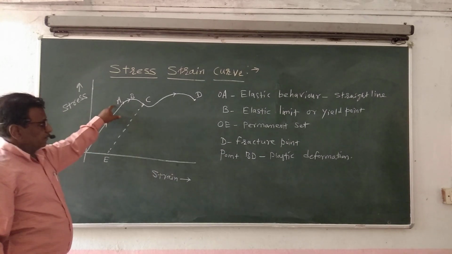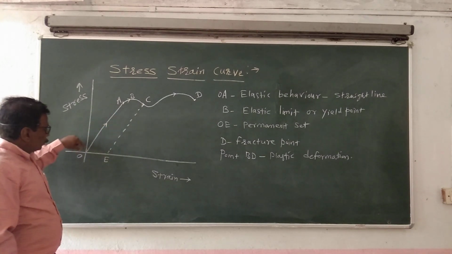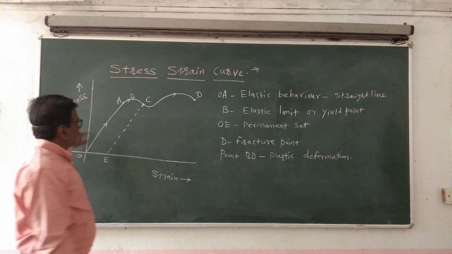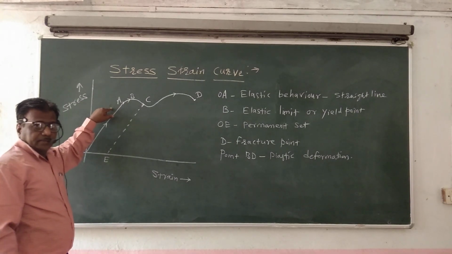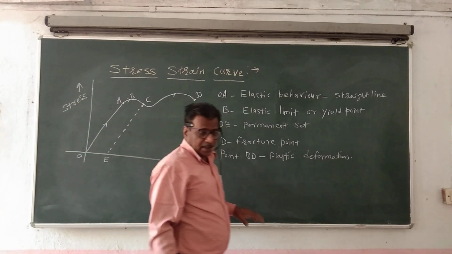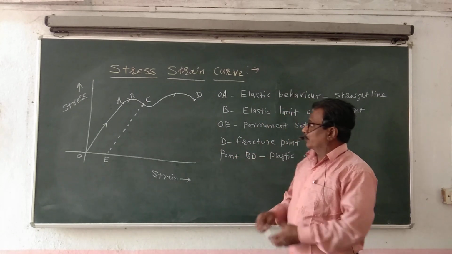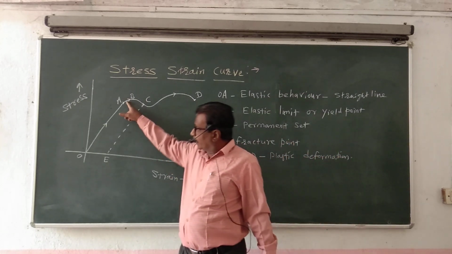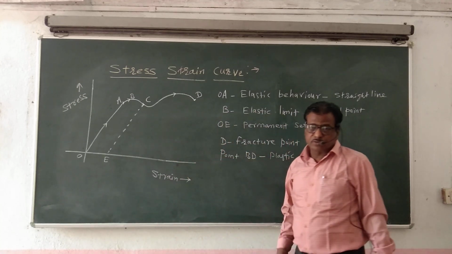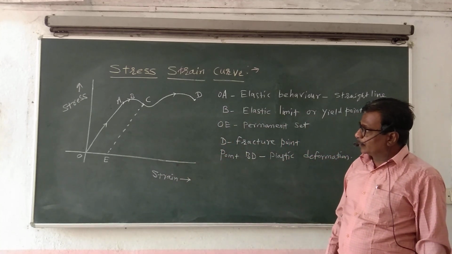Here OA, the first part of the graph, is a straight line. This straight line shows that it is the elastic behavior. After removing the load, what happens? The wire regains its original shape and size. That means Hooke's law is obeyed there.